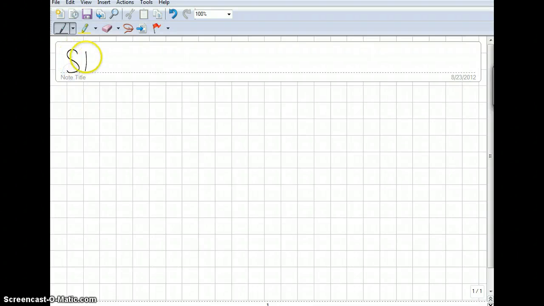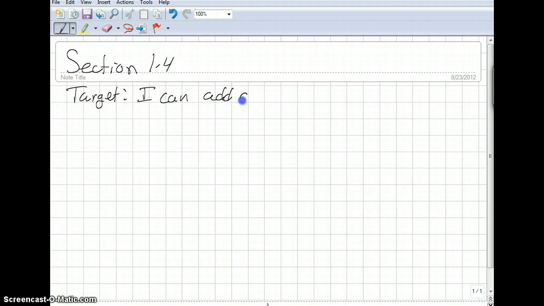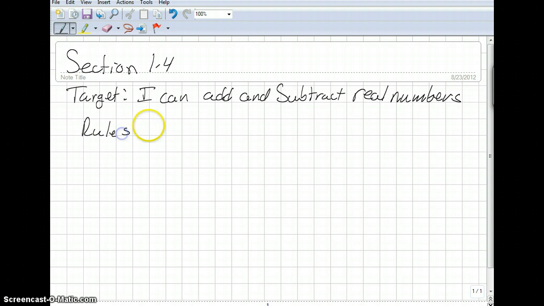Today we are looking at section 1.4. Our target today is I can add and subtract real numbers. We're going to start out with the rules for addition.